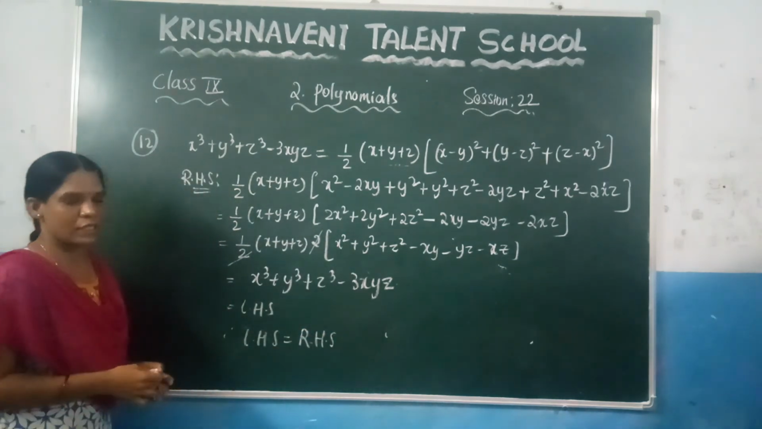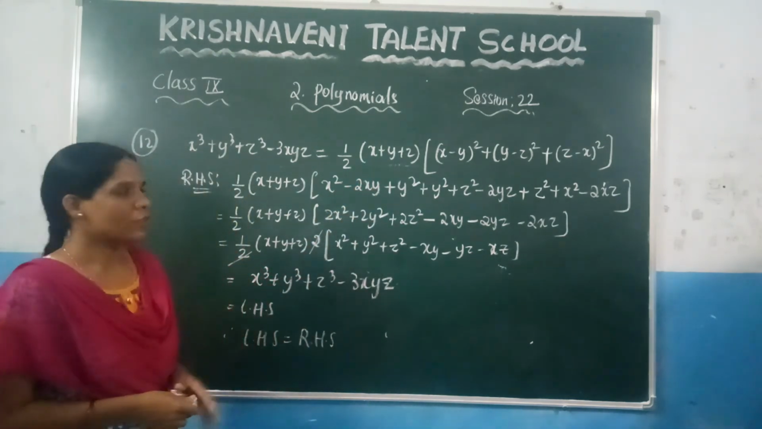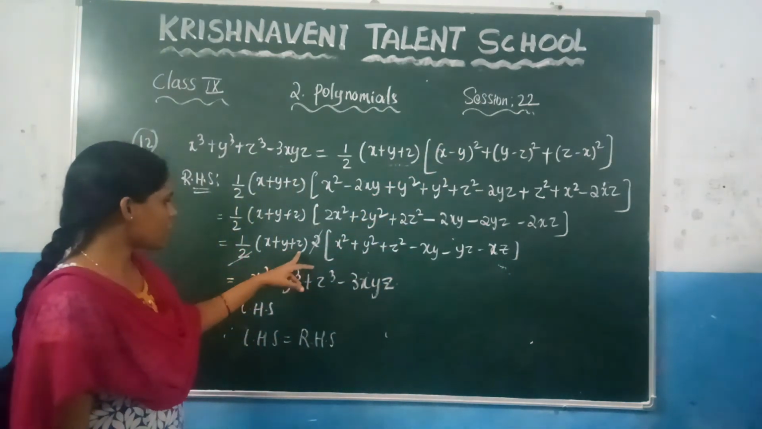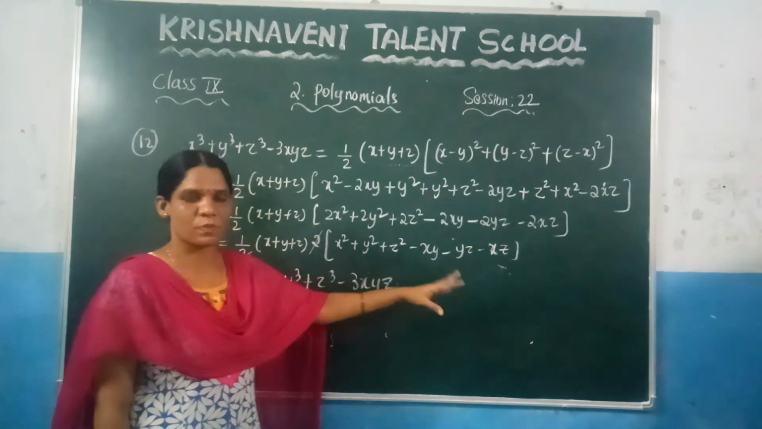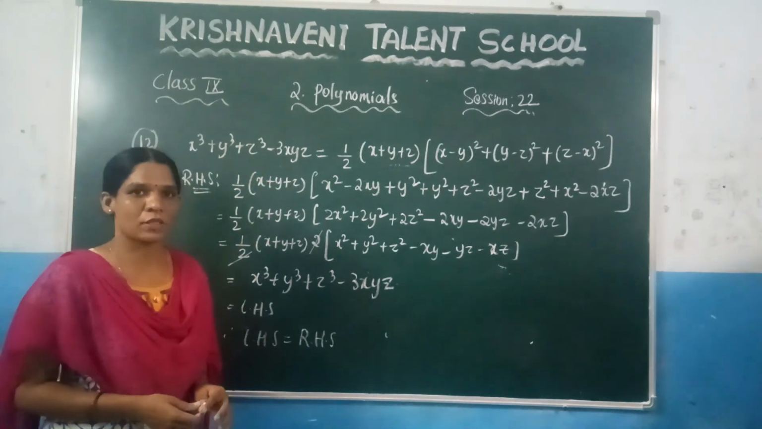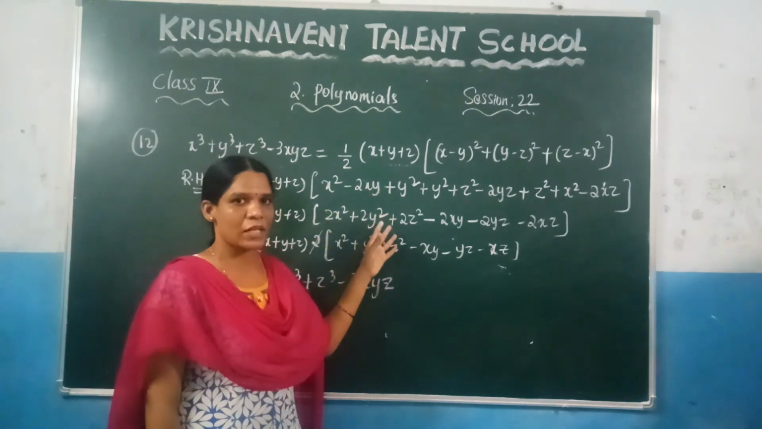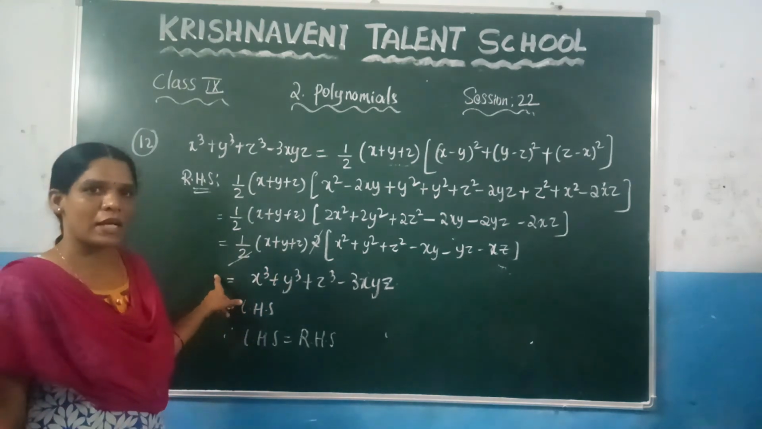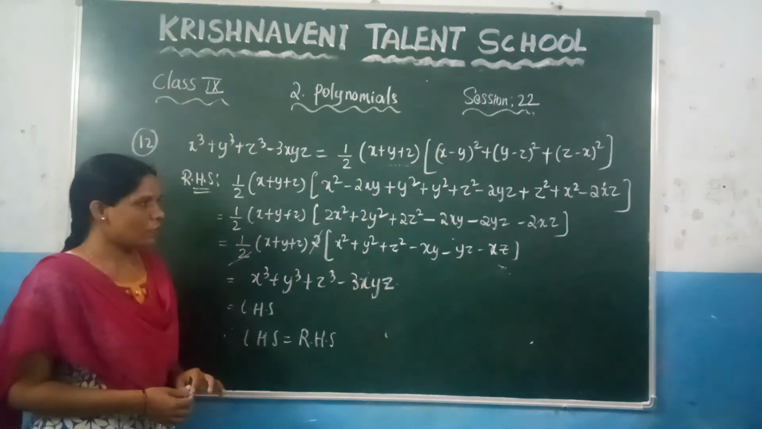So what we are doing here is taking the value of the RHS and writing this whole expression in the form of x plus y plus z into x square plus y square plus z square minus xy minus yz and minus zx, because you know that this value is nothing but x cube plus y cube plus z cube minus 3xyz. So how have we solved? We have just expanded this value, after that we took 2 common, this 2 and this 2 got cancelled, and we applied this identity and proved this one. This session is complete.